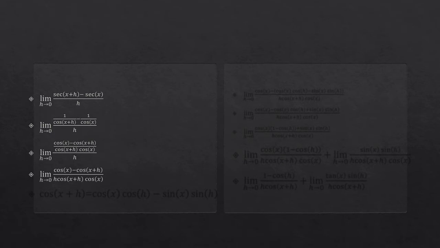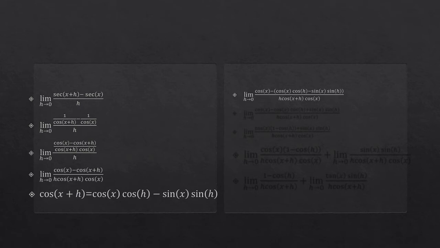Okay, so the next thing to do is to notice that we have cosine of x plus h, and this is a sum angle formula, where cosine of x plus h is cosine of x times cosine h minus sine of x times sine of h. So we're going to make that substitution. And now we're going to distribute the negative. So the negative is going to be on the cosine x cosine h, and then the negative sine of x sine of h.